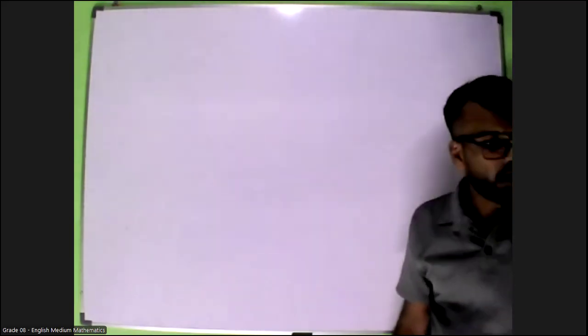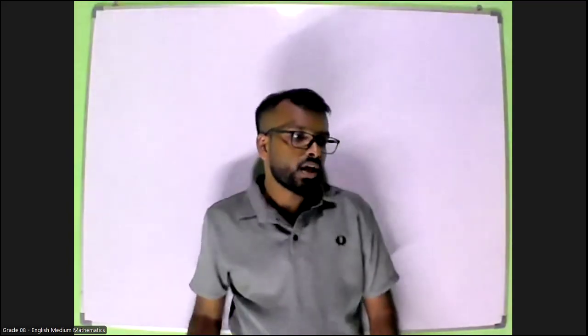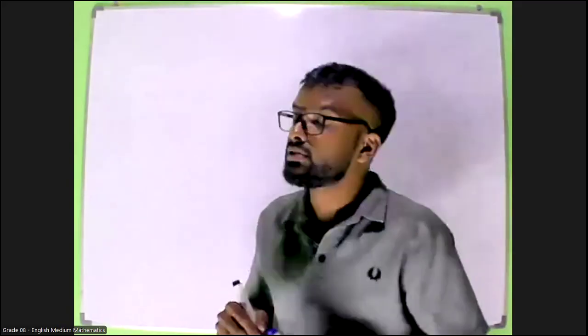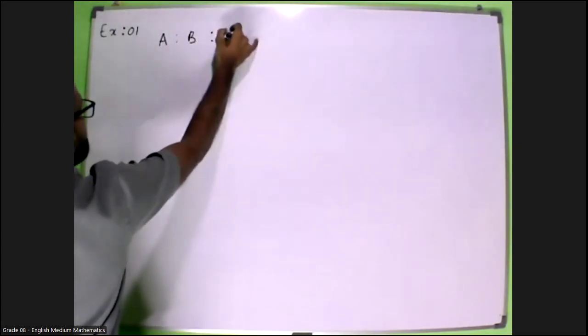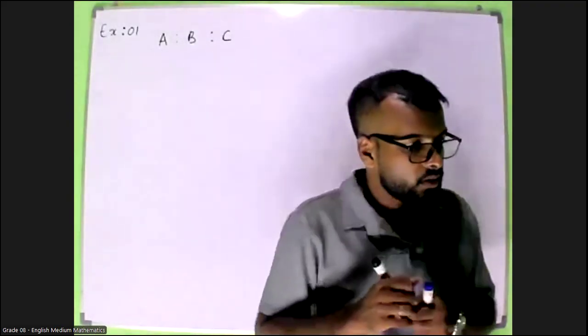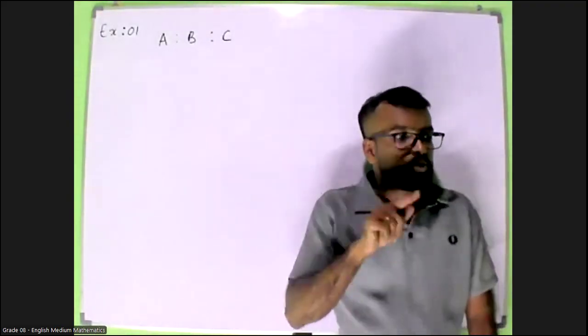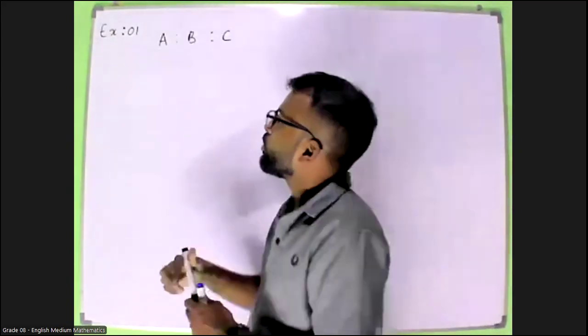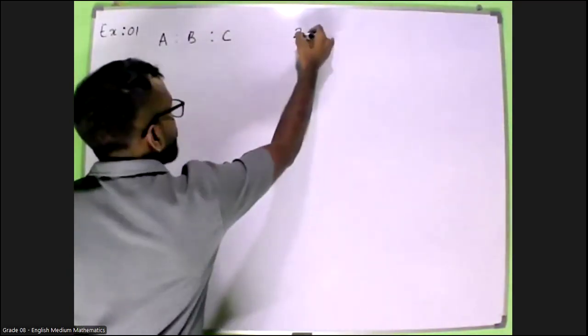Right. Let's read the question first. A, B, and C are 3 people. So example number 1. A, B, C. These are 3 people. If 2000 rupees was divided among them. So a total of 2000 rupees is there now, right?